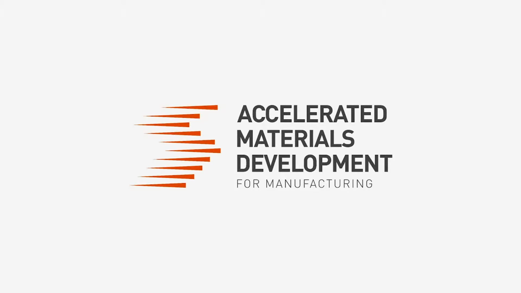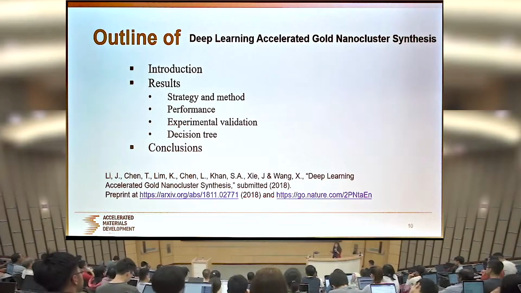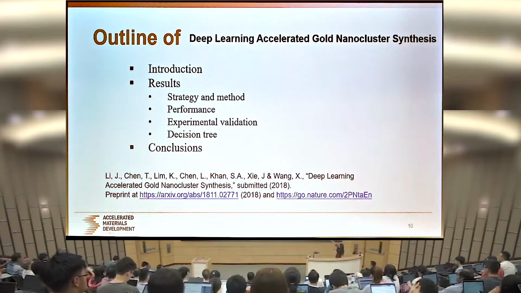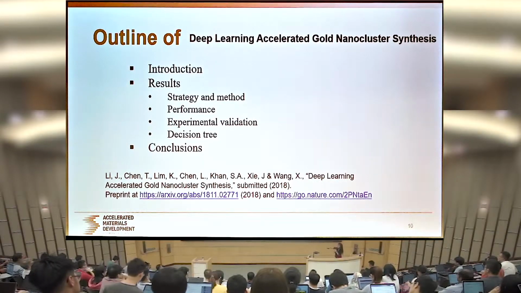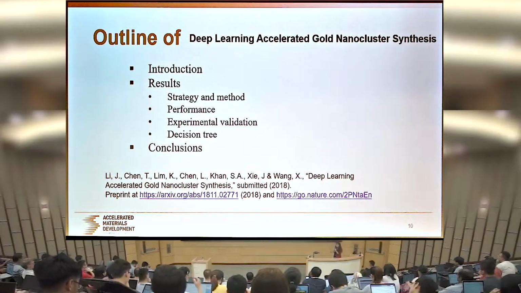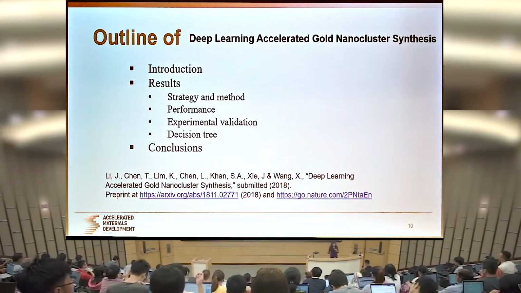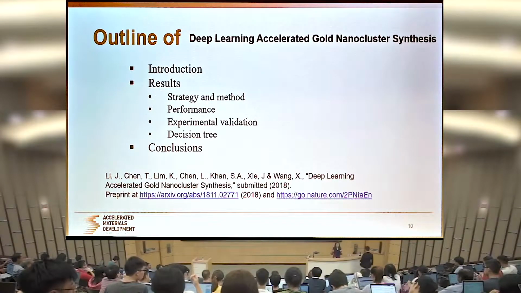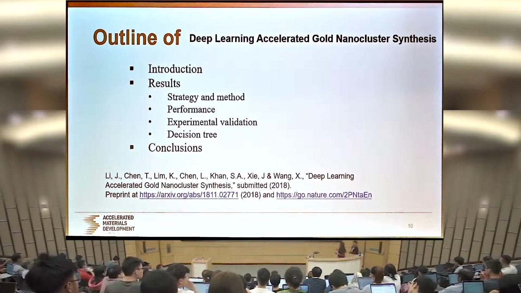Okay, so with this, I will then switch to the next part given by the PhD researcher in my group, Jiali, to talk about the outline of a paper we recently generated on the topic of deep learning accelerated gold nanocluster synthesis. And this is the overall structure, and you will be able to find our full paper on the preprint archive list, together with all the code and all the data available there. With this, I will just give the stage to Jiali and talk about how we use these methods for this example.